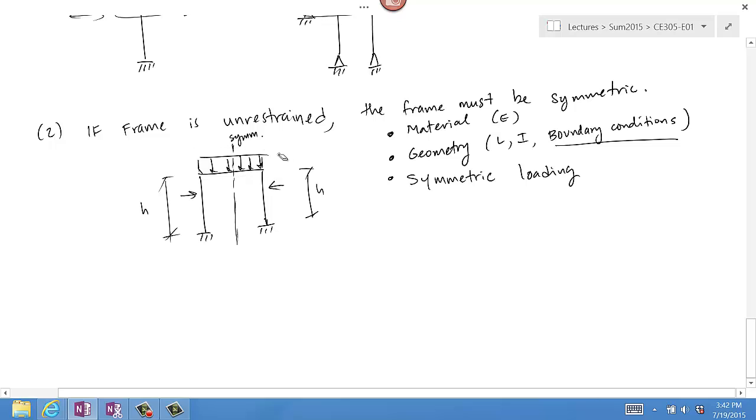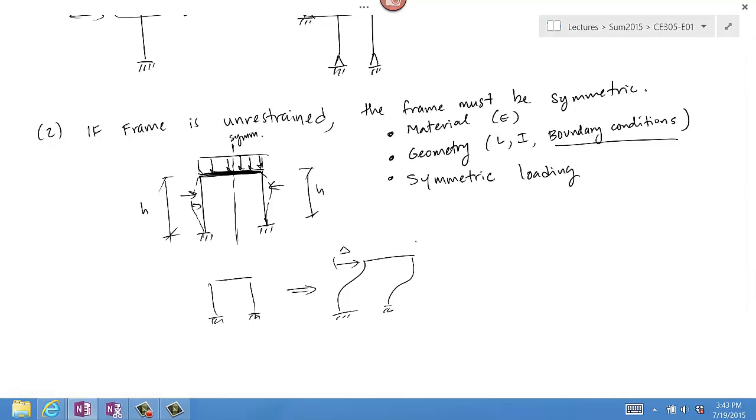Now that's not to say that, for example, the column won't undergo some lateral displacement like that. This lateral deflection here is not what we're talking about in terms of sway. What we're referring to as sway is the actual translation of this frame like that. So an entire lateral movement in a rigid body sense. So this frame, as shown here, as long as it's fully symmetric, including the material, geometry, boundary conditions, and symmetric loading, then this will not happen. Okay? This will not happen. It will not sway.